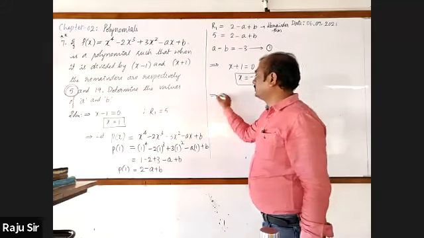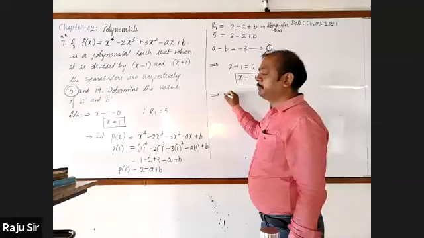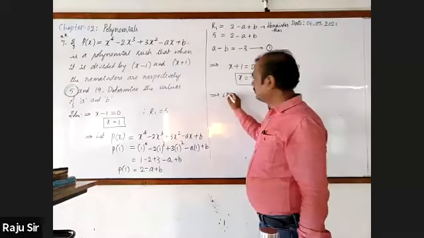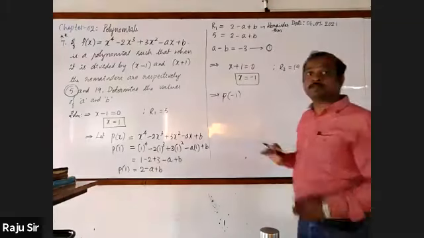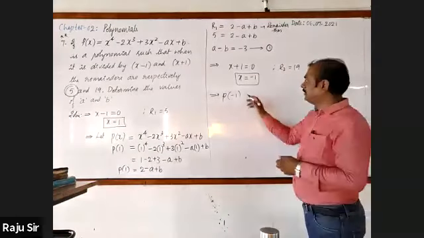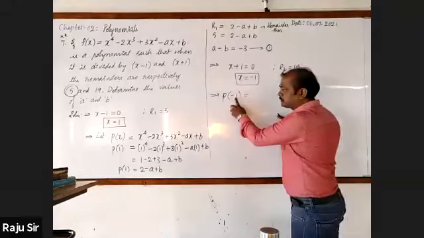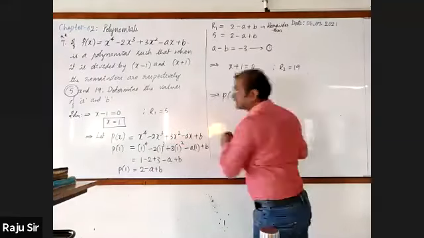Now you write. P of x is already written. So we are going to find P of minus 1. Write it directly. Substitute minus 1 in place of x.